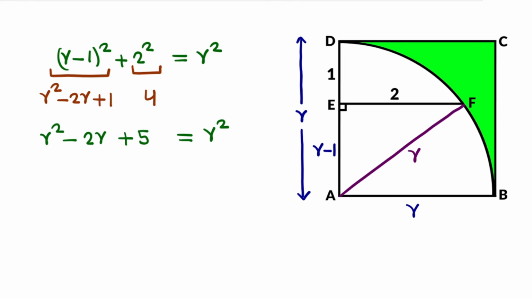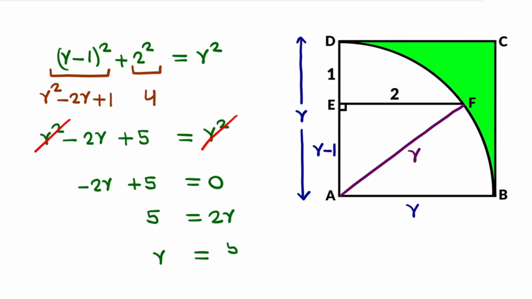And now something very nice happens. There is an r squared on both sides. They cancel immediately, leaving us with negative 2r plus 5 equals 0. Add 2r to both sides. We get 5 equals 2r. And dividing by 2 gives r equals 5 over 2. Great! Now we know the radius and the side length of the square.